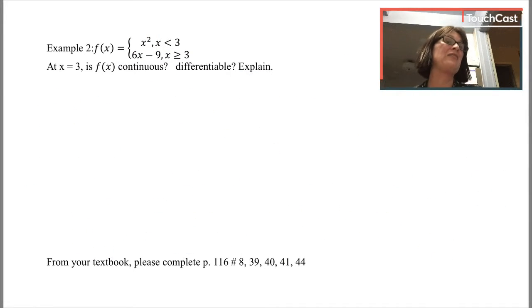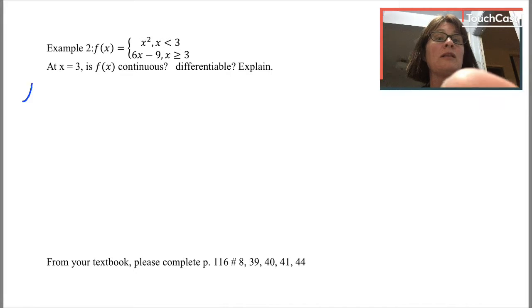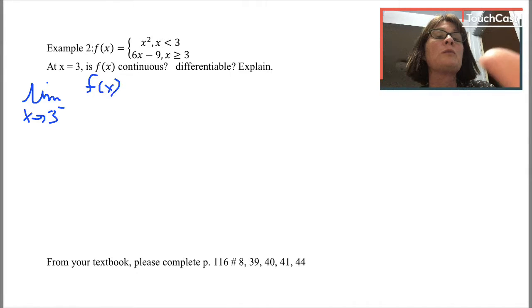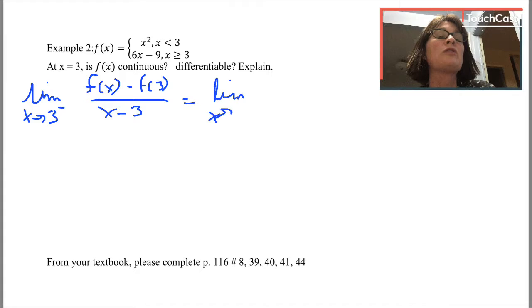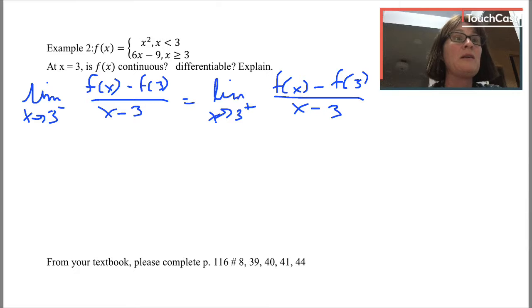So now it's time to decide if f is differentiable at x equals 3. Well, for f to be differentiable at x equals 3, I need to know that the limit as x goes to 3 from the left of f of x minus f of 3 over x minus 3 is equal to the limit as x approaches 3 from the right of f of x minus f of 3 over x minus 3. They both have to exist, and they have to be equal to each other.